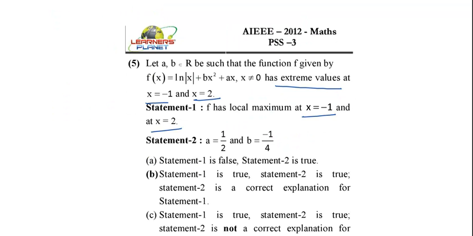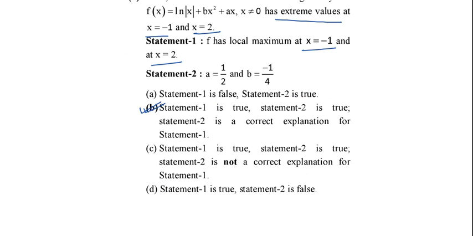So let's see which is the correct option. It is B which is the correct one, that is statement 1 is true, statement 2 is true, and statement 2 is the correct explanation for statement 1.